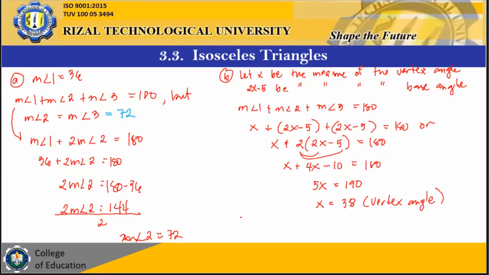For the base angles, we have 2x minus 5, which is equal to 2 times 38 minus 5. 2 times 38 is 76, minus 5 is 71. Each base angle is 71. Okay? Ayan na. Diba, ang dali?